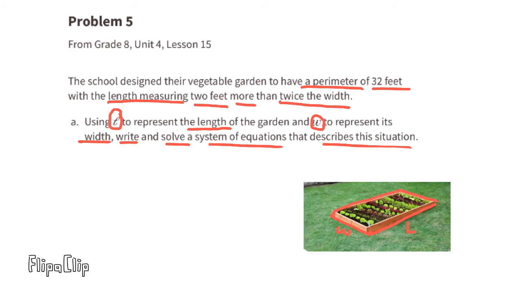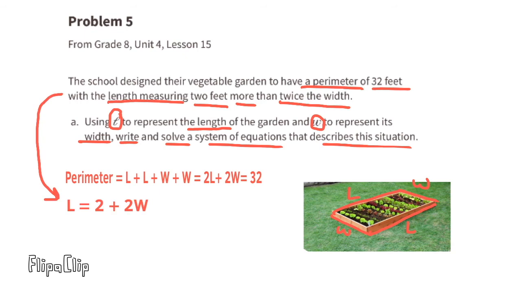Here's a garden box with the length and the width, and you notice that there's 2 lengths and 2 widths. The perimeter is equal to length plus length plus width plus width, and that's the same thing as 2L plus 2W. Adding them all together will give you the perimeter, which is 32 feet. The length of this particular garden box measures 2 feet more than twice the width. So we can write that as L equals 2 plus 2W.